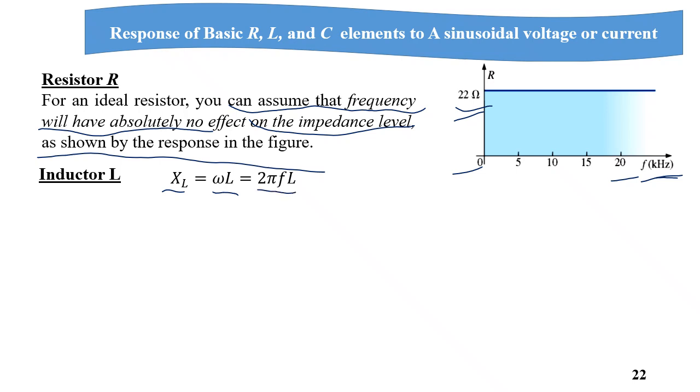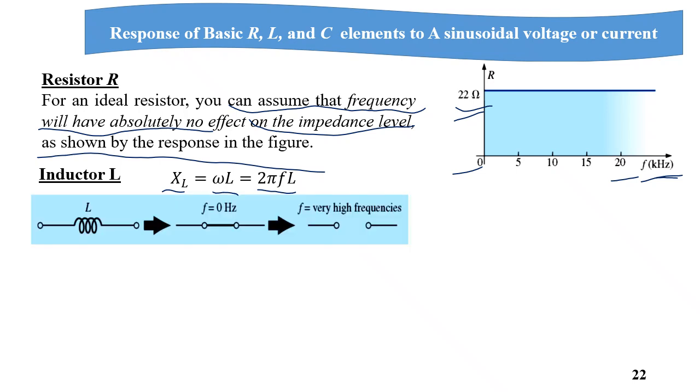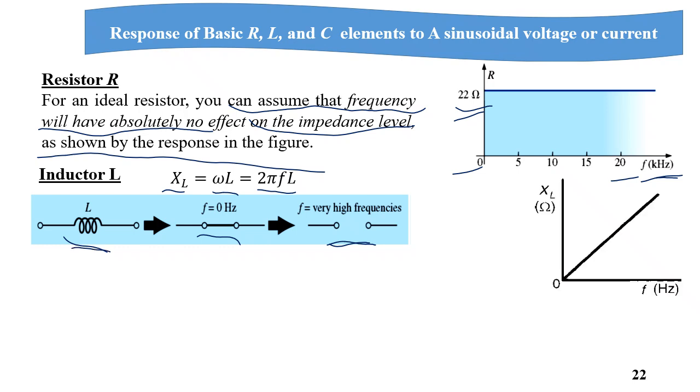For the inductor, XL equals omega L and omega equals 2 pi f, then the inductive reactance is directly proportional to the frequency. As the frequency increases, the inductive reactance increases. If we have frequency equals 0, then XL equals 0, short circuit, and for a very high frequency value, almost infinity, then the XL value will be equal to infinity or open circuit. Then the XL value is varying with the frequency as a linear relation, as they are directly proportional.